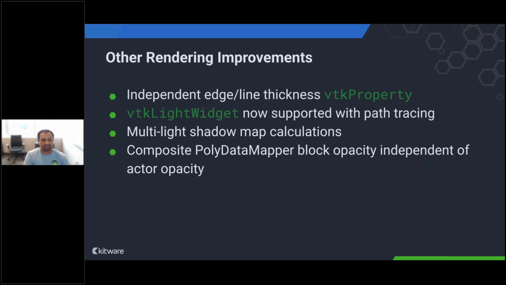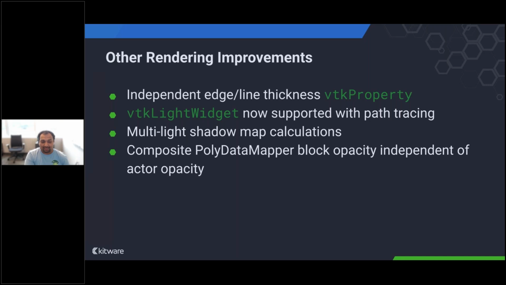VTK Light widget, which is a nifty widget for interacting with lights in your scene. It was exposed in ParaView as well, and in general in VTK, you can modify where your light is in the 3D space, as well as where it's pointing to, what the conical angle is, etc. All that was exposed on the OpenGL side of things. It has since been ported into the path tracing side of things as well. So VTK's OSPRay implementation, all those implementations can now render the light widget and let you interact with it in real time.